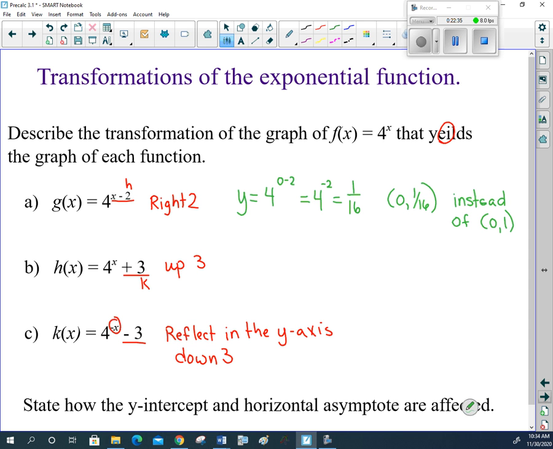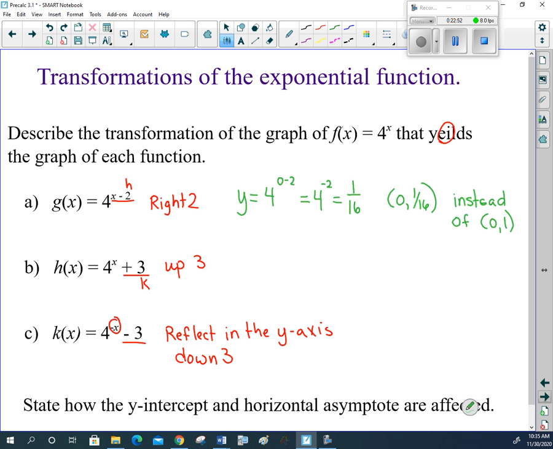Part B, and then the asymptotes. So the asymptotes don't change on this one, because if you're only moving right, that won't change any asymptotes. If you're moving left and right, that won't change any asymptotes. So the asymptote doesn't change. So on part B, h of x equals 4 to the x plus 3.